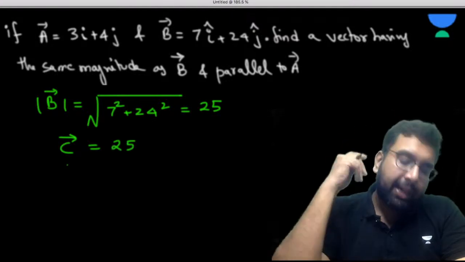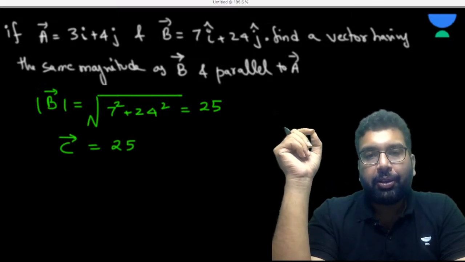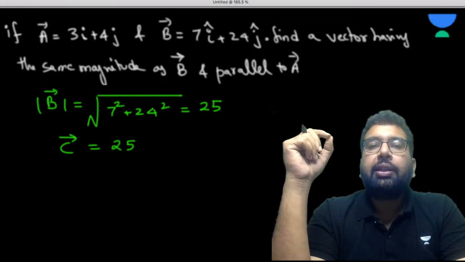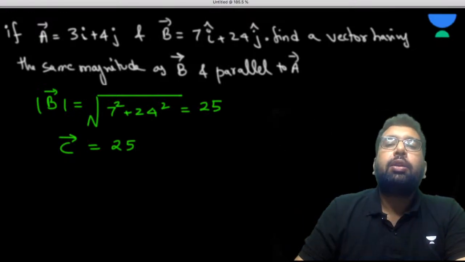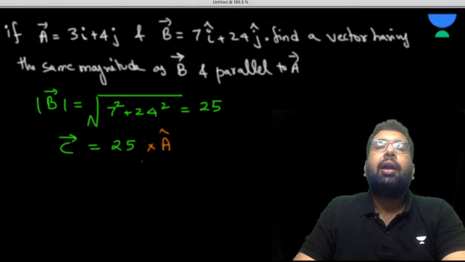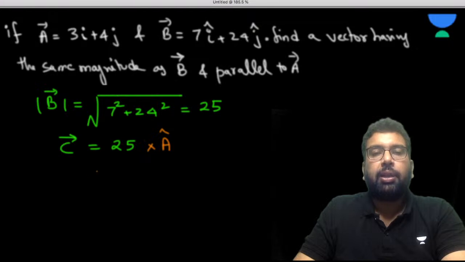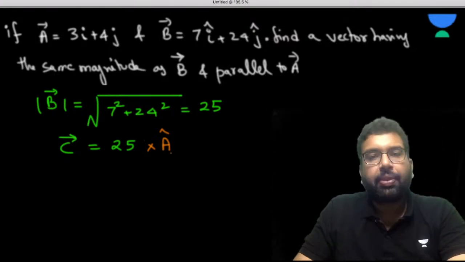Now, to represent any vector, we also require its direction. It says that this is parallel to vector A. When it says it is parallel to vector A, what does that mean? It means it is in the direction of A. And in physics, I told you that the direction is given by the unit vector. So how can we represent the C vector? C vector is going to be the magnitude of B and direction of A. The direction of A is given by A cap. Understood, beta?